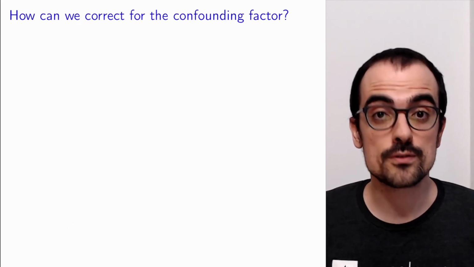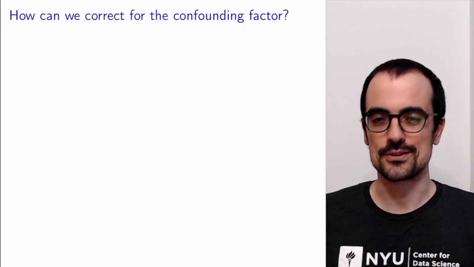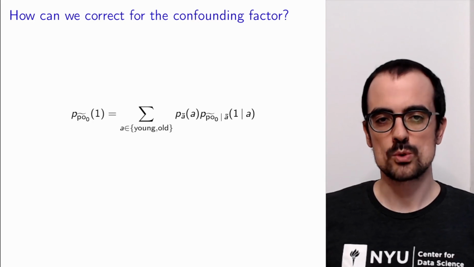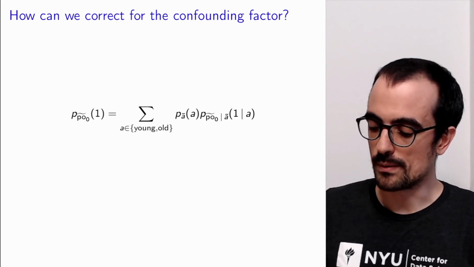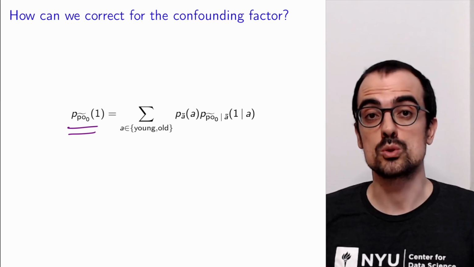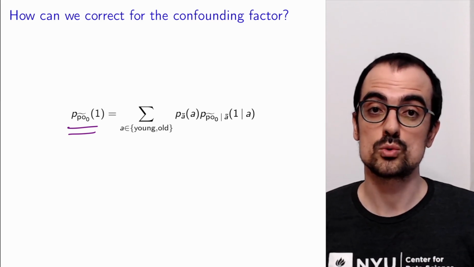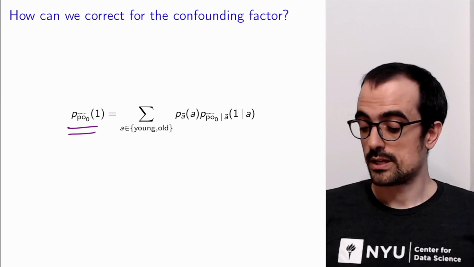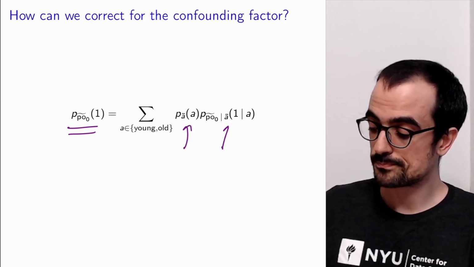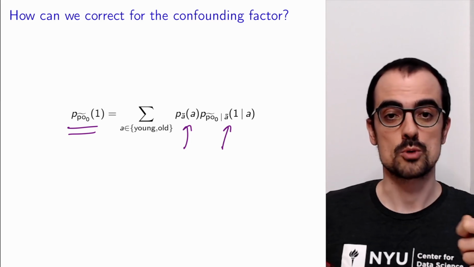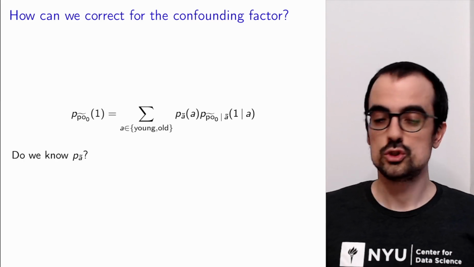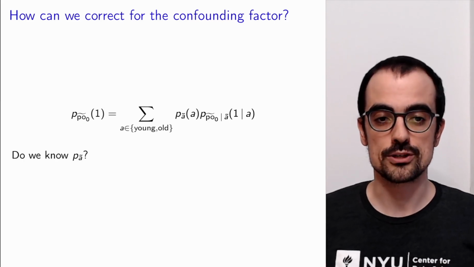So can we correct for this? Can we correct for the confounding factor? What we really would like to do is estimate the probability that the potential outcome is equal to 1, in this case the potential outcome associated to no treatment. We can do this by conditioning on age and then multiplying by this conditional probability of the potential outcome given age. So now we have to ask ourselves, do we know the terms in this equation?